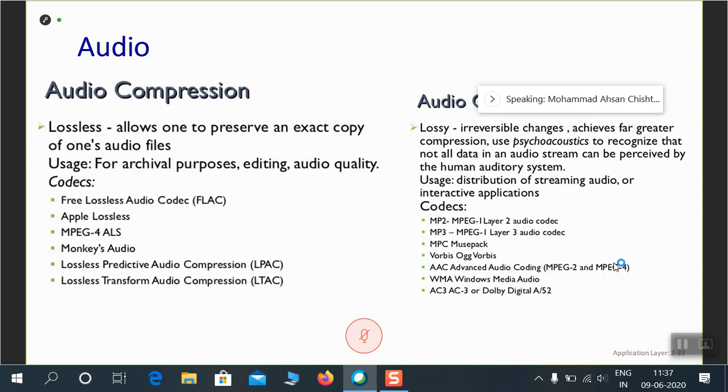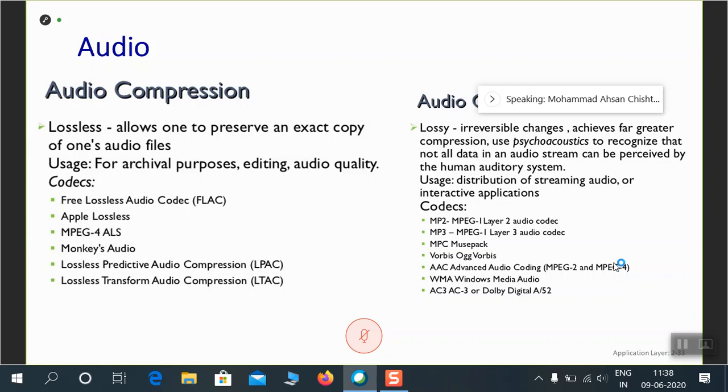There are different codecs which are used. MPEG-4 ALS is a lossless audio compression. MP3 MPEG-1 is a lossy audio compression mechanism. That's why the sizes would differ. In a lossless case, you might find a file of 10, 15 MBs, and the same audio, you may not be able to perceive the difference by just listening, but there would be a difference in size: 10 would make just 3 MB with the lossy compression.